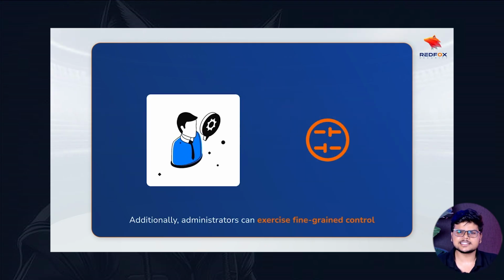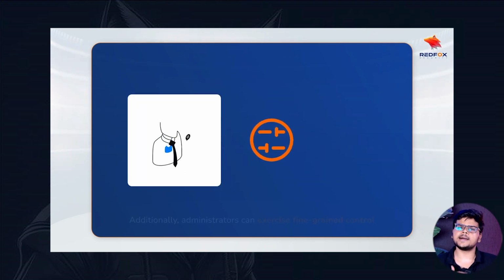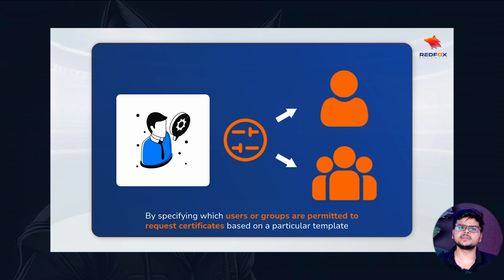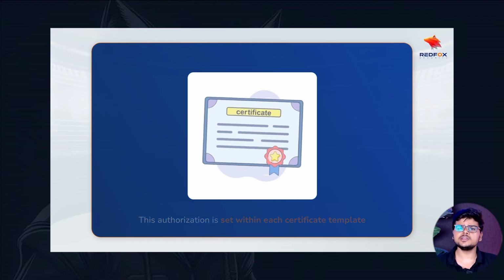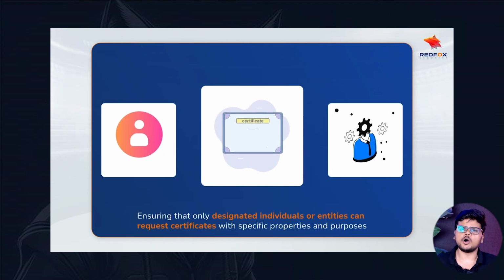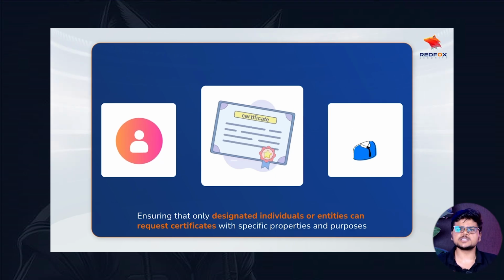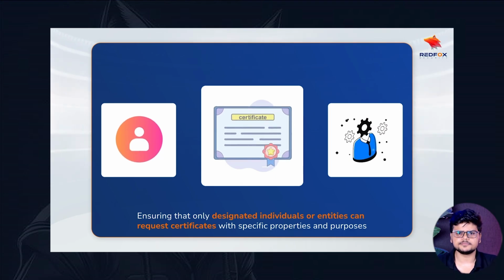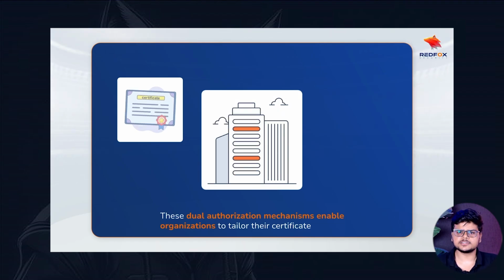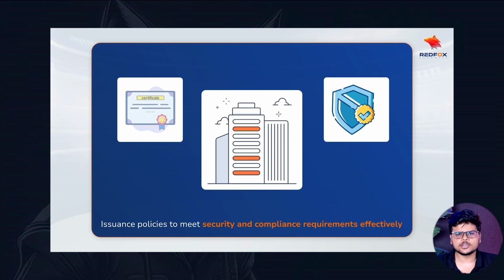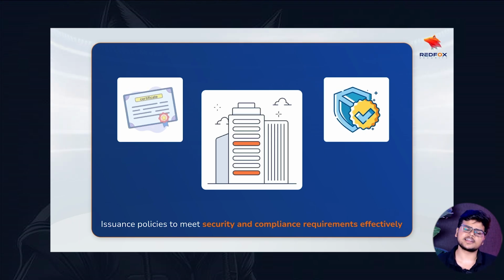Additionally, administrators can exercise fine-grained control by specifying which users or groups are permitted to request certificates based on a particular template. This authorization is set within each certificate template, ensuring that only designated individuals or entities can request certificates with specific properties and purposes. These dual authorization mechanisms enable organizations to tailor their certificate issuance policies to meet security and compliance requirements effectively.